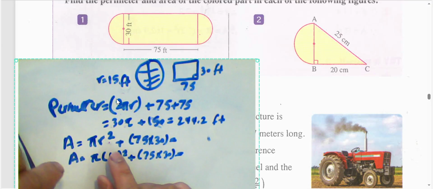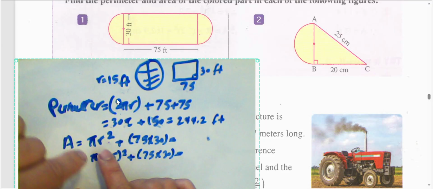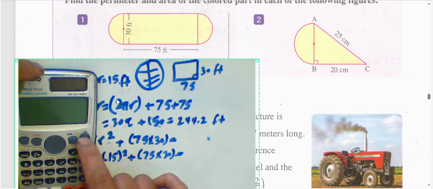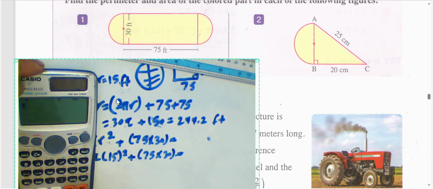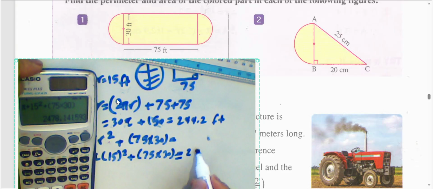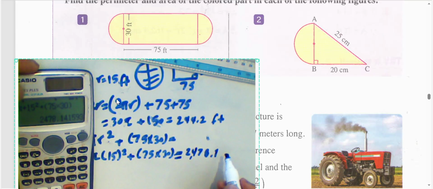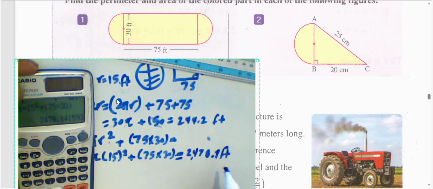Okay, understood. Now I found the area of rectangle here and the area of circle, and we add them together by calculator. Write pi r power 2, pi times 15 power 2 and then plus 75 times 30. So the result will be 2478.1 feet.